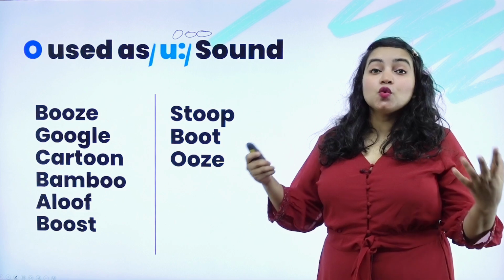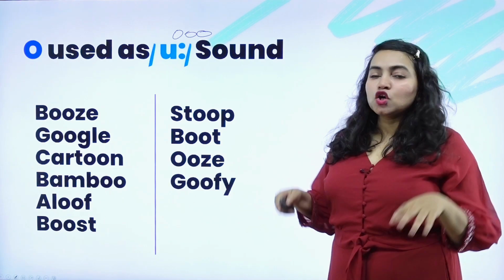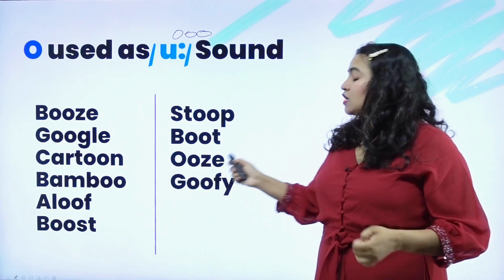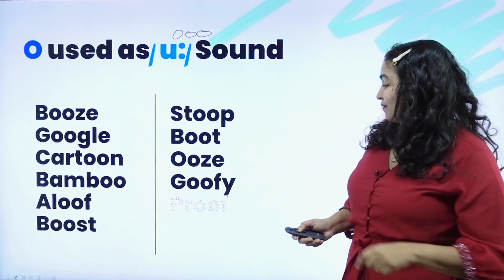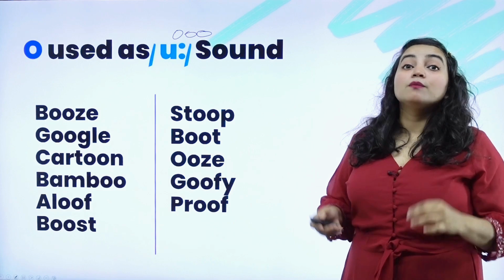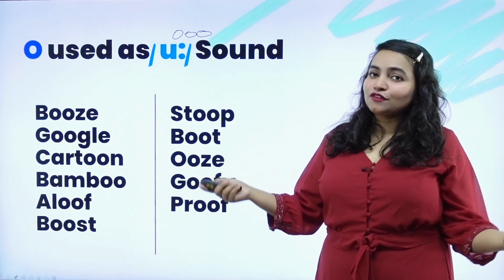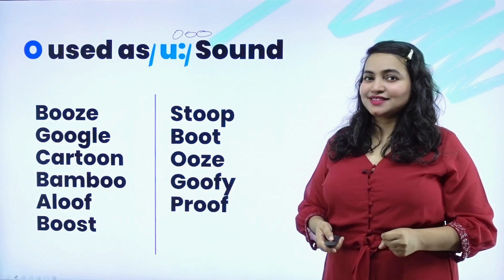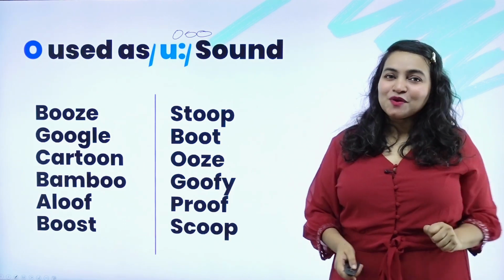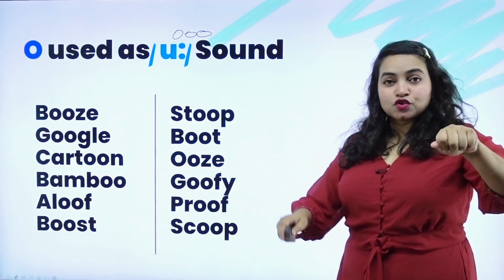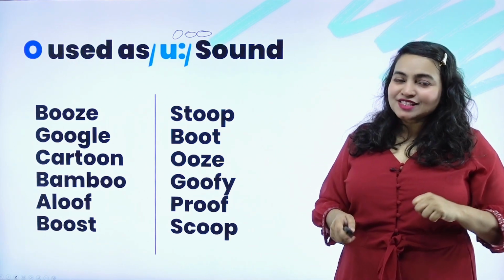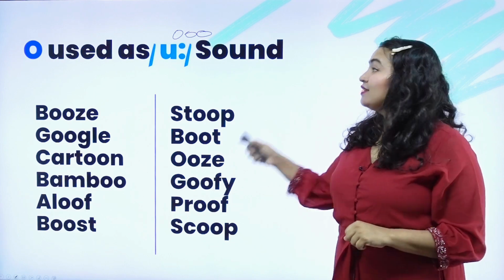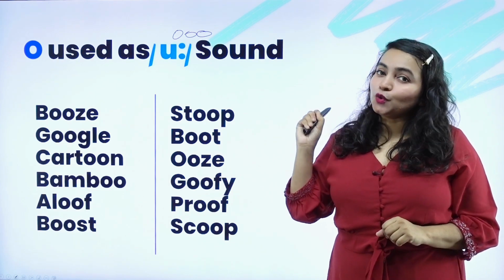Ooze. The next word, goofy. Someone who's very funny in a very endearing way is goofy. And we look at another word, proof. When you go to a court of law, you need to have proof if you are going to call someone guilty. And one more word with the oo sound is scoop. When you go and get ice cream, you ask them for 1 or maybe 2 scoops, right? That's the oo sound, scoops.